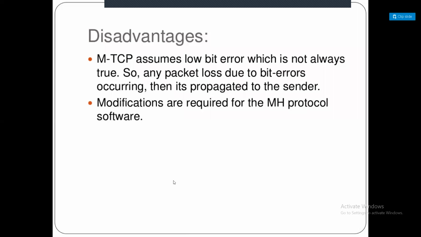Coming to the disadvantages. MTCP assumes a low bit error rate, which is not always true, and any packet loss due to bit errors is propagated to the sender. Even a small bit error makes the supervisory host inform the sender to stop the transmission. That is one of the problems. The second one is that modifications are required for the mobile host protocol software. Those requirements will be discussed in the next topics. Okay, this is about MTCP.